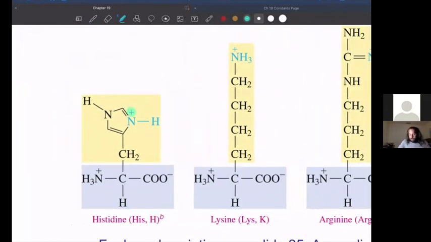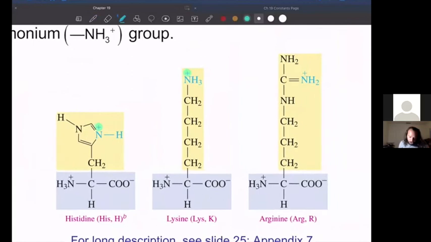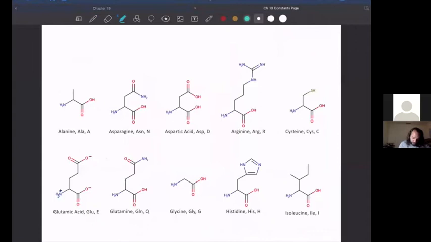Lysine is probably the most straightforward one because it's just a normal old amine group that's been protonated. And so that has a positive charge. And then arginine actually has 3 different nitrogens going on. And one of them, the one that's double bonded, has an additional hydrogen and a positive charge. So again, let's find these on our constants page so we can see what they would look like in the material that's given, because they're not given in their charged form.